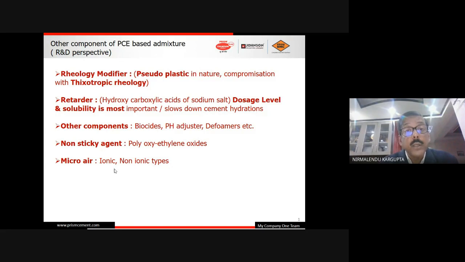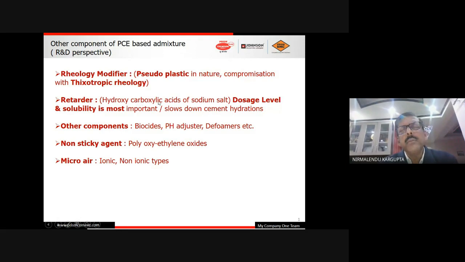This carboxylic group is important. The hydroxyl group gives retardation, and the carboxylic acid also increases water reduction. So it can act as a mild water reducer as well as having retarding capability.